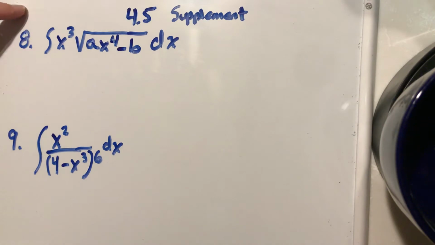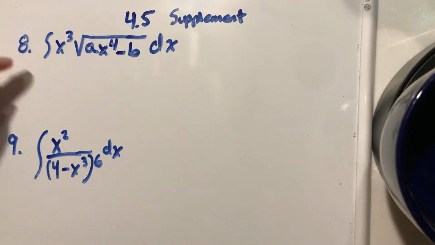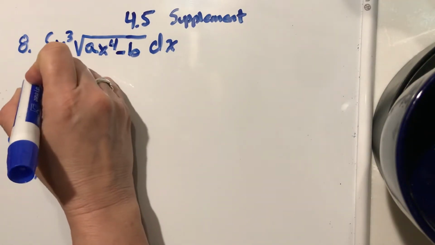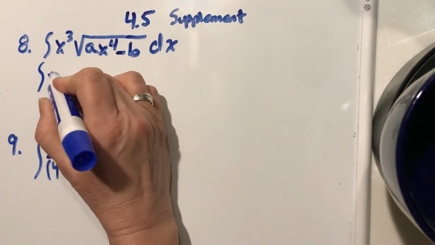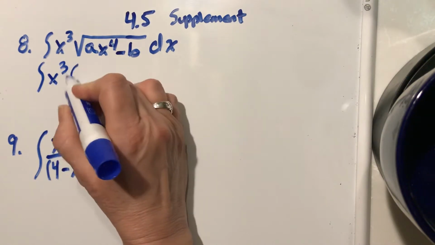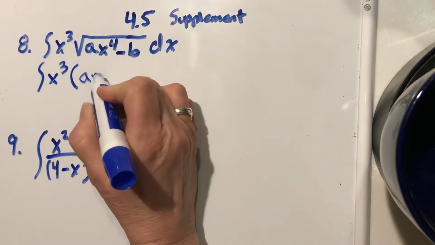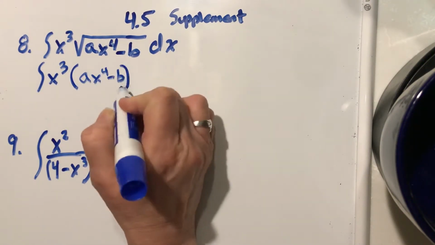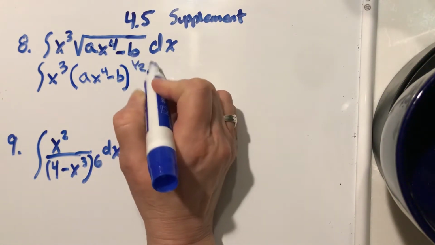So I'm working with this one, and this one worked out fine. So let's do this one together. Now, when we see A and B, those are not variables. Those are constants. So we'll just treat them like numbers. So to start off, let's do the integral of x cubed, and we're going to change this to ax to the fourth minus b to the 1/2 power dx.